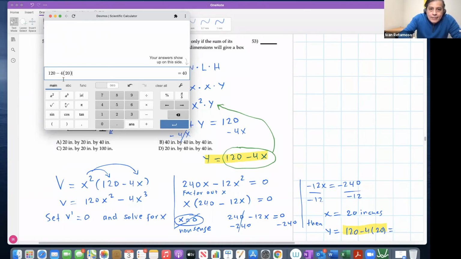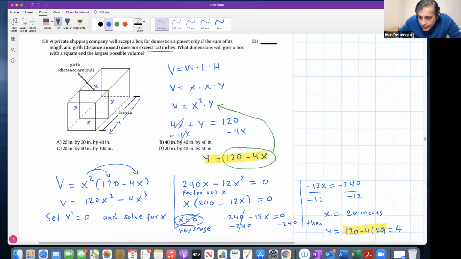Okay, so this is just 40, right? It's 80, taking away from 120, 40. This one is 40 inches, right? And when you look at the choices, you're supposed to express this box in this form, answer. This dimension by this dimension by this dimension, right?